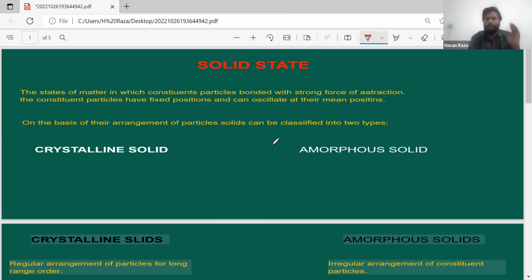There are also some points that you should know. Solids are incompressible because they are already highly compressed. The factor which majorly determines whether a substance is solid, liquid, or gas is basically IMF, that is intermolecular force. Intermolecular force in solid state is very high. That's why the particles come together, are tightly packed, and exist as solid.